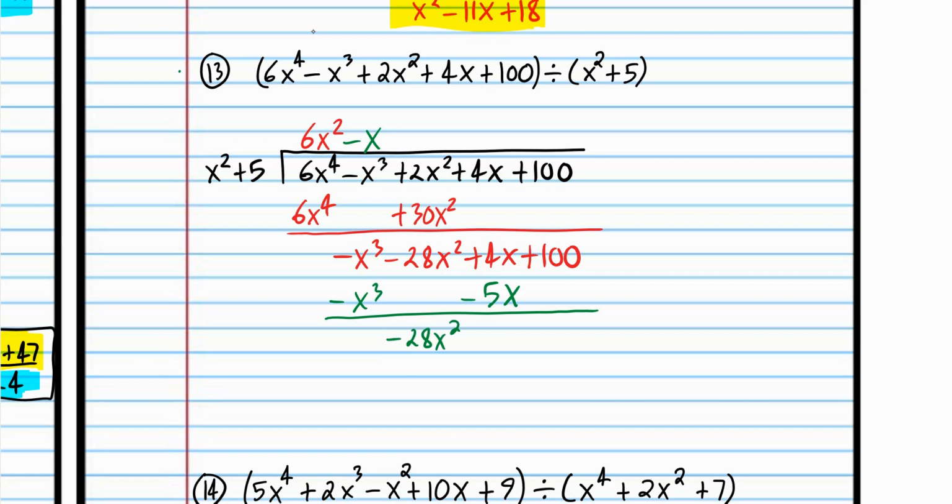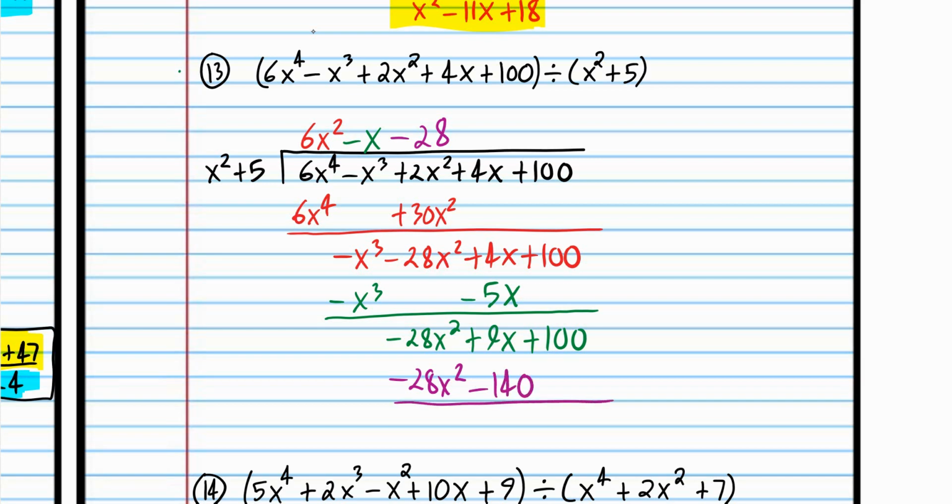4x minus negative 5x is 9x. 100 minus nothing is 100. Then we move on to cycle number 3. So x squared times what is equal to negative 28x squared? And the answer is negative 28. Negative 28 times x squared plus 5 is negative 28x squared. And negative 140.